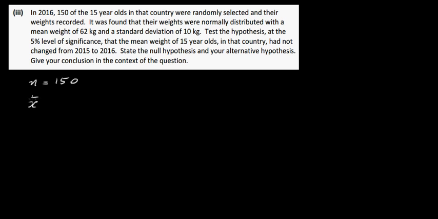The mean weight, so the X bar this time, not mu. Mu is the population mean, X bar here is the sample mean, and that's 62 kilograms. And then we have sigma of our X bars here. It's the same as the population standard deviation of 10 kilograms. Okay, test the hypothesis at a 5% level of significance that the mean weight of 15-year-olds in that country had not changed from 2015 to 2016. State the null hypothesis and your alternative hypothesis. Give your conclusion in the context of the question. That last sentence is very important. We'll have a look at that when we get this finished.